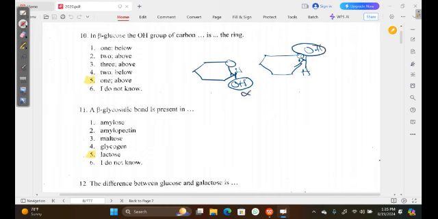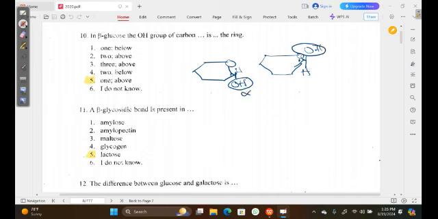Let's now look at question number 11. Question 11 reads, a beta glycosidic bond is present in. First of all, let's go through the answers one by one and place the types of glycosidic bonds that are present in each. So we start with amylose.